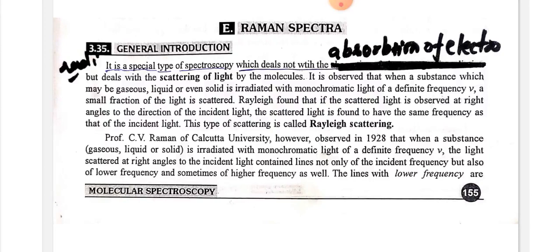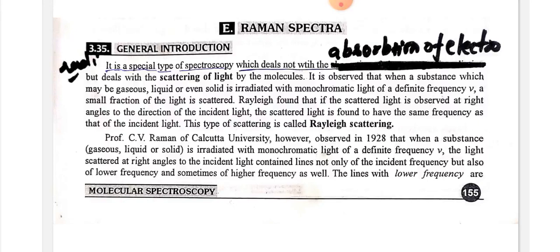It is observed that when a substance, which may be gaseous, liquid or even a solid, is irradiated with monochromatic light of a definite frequency nu, a small fraction of the light is scattered. Rayleigh found that the scattered light is observed at a right angle to the direction of the incident light. The scattered light is found to have the same frequency as that of the incident light. This type of scattering is Rayleigh scattering.